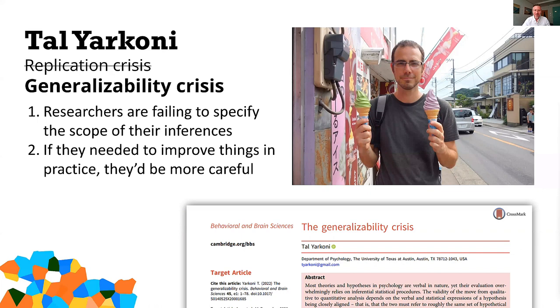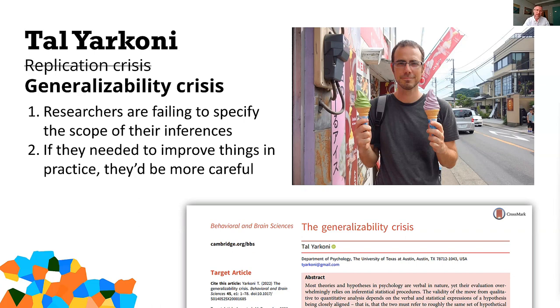And Tal took a stance that's kind of like what I had on the previous slide, and that's that there's no replication crisis. Instead, what we have is a generalizability crisis. He wrote this up in an important outlet in psychological science, Behavioral and Brain Sciences. It was actually a target article that attracted a lot of attention. I've written commentary and response, and a lot of others have as well.